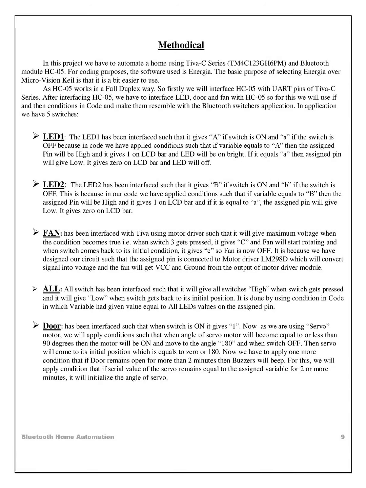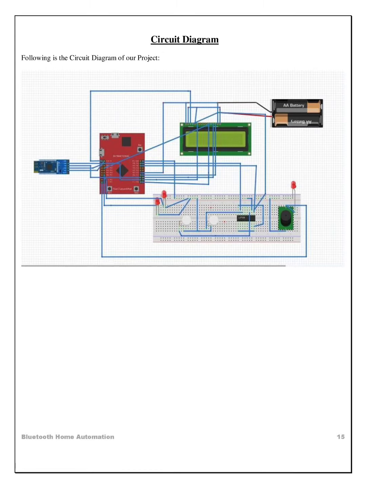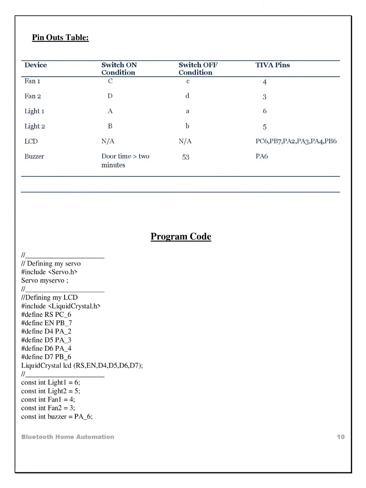LED1 has been interfaced such that it gives capital A if the switch is on and small a if the switch is off. In the code we have applied a condition such that if the variable is equal to capital A, then the assigned pin will be high, it gives 1 on the LCD, and the LED will be on bright. If it is equal to small a, then the assigned pin will be given low, it gives 0 on the LCD, and the LED will be off. Here is our pin outs table, which describes which pin of the TIVA microcontroller is used for which appliance, and also the pins of the LCD and the complete configuration required in our project.